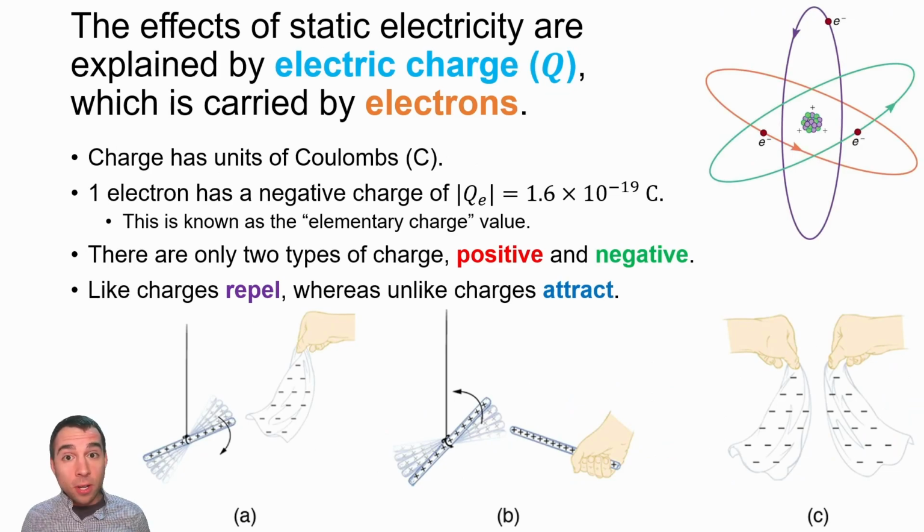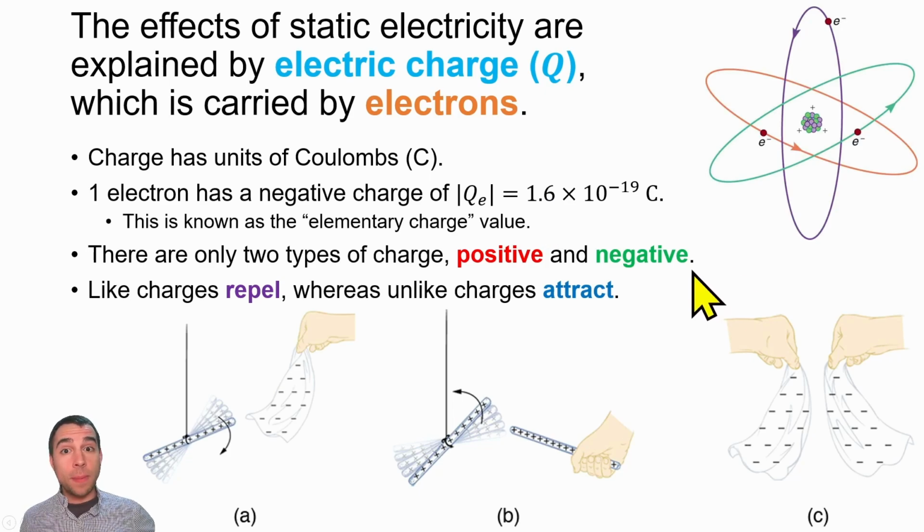So every time that we're talking about electricity, really we are talking about electric charge. And the variable for charge is Q. Sometimes it'll be capitalized, sometimes it will be lowercase, but Q stands for charge. And charge ultimately is carried by electrons. Charge has units of coulombs, and one electron has a charge of 1.6 times 10 to the negative 19 coulombs. This value right here we call the elementary charge value. But of course, for electrons, they would have a charge of negative 1.6 times 10 to the negative 19 coulombs.